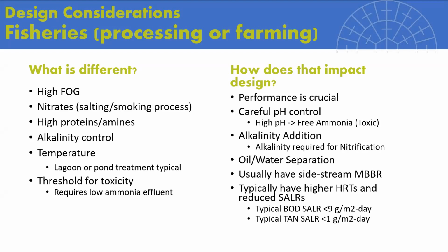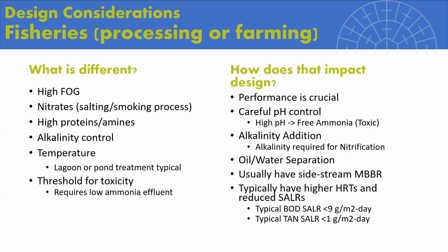Depending on the raw water source and what type of farming or what type of fish or what type of processing, there could be a significant amount of nitrates, proteins, amines. Alkalinity control is critical in most of these cases. On the processing side, alkalinity is critical because of the pH issues. With processing with fish, a lot of times what you find is a high degree of ammonia or ammonium.